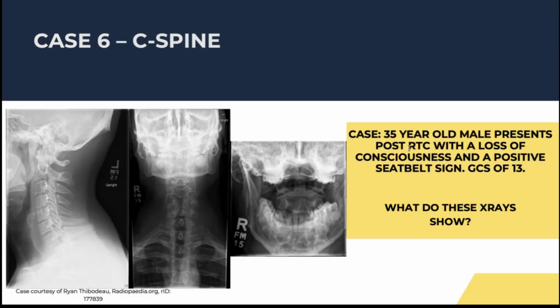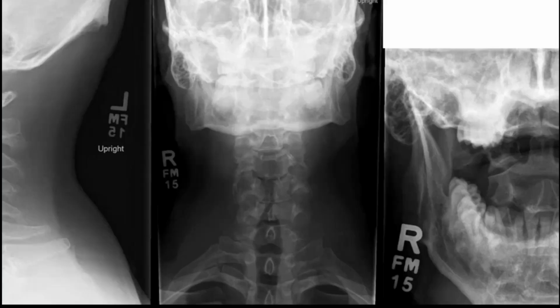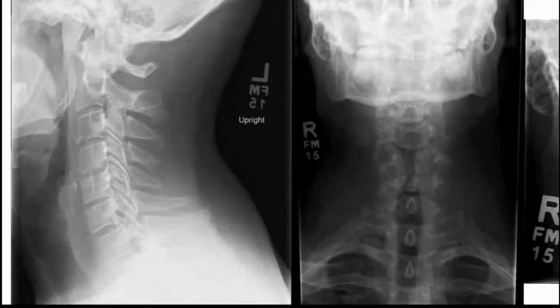Okay, so moving on, this is a 35-year-old male who's presented post RTC, so road traffic collision, with a loss of consciousness and a positive seatbelt sign. So they have a Glasgow Coma Scale score of 13. What can you see on these X-rays? Now, I appreciate this is actually quite subtle, so I'll move to the one that is probably the best one to look at. I'll give you a moment.